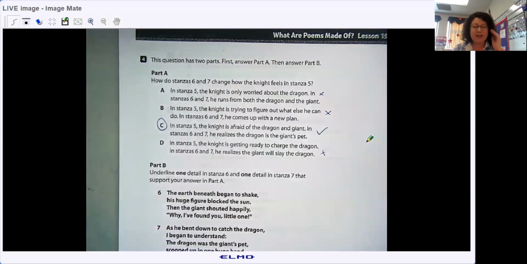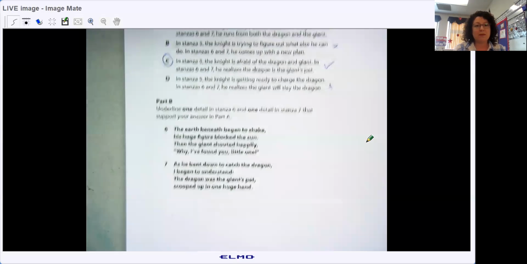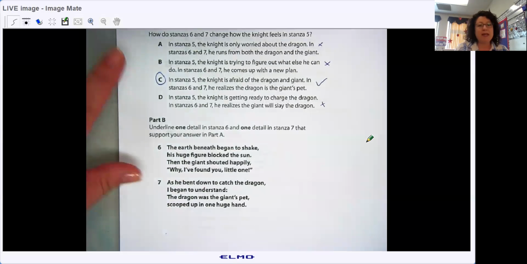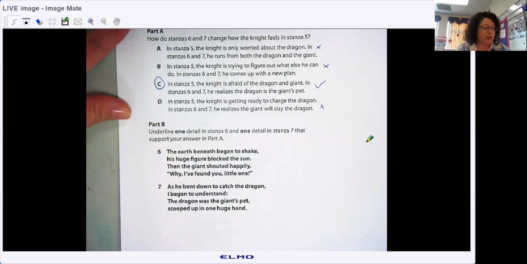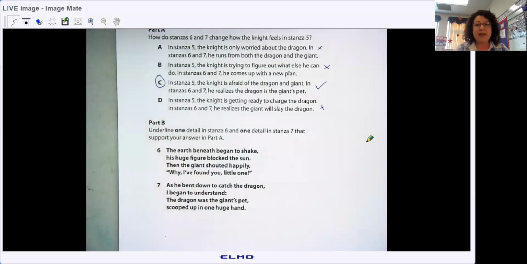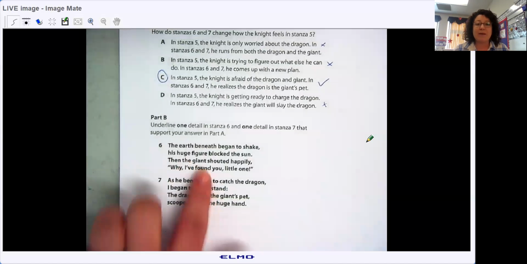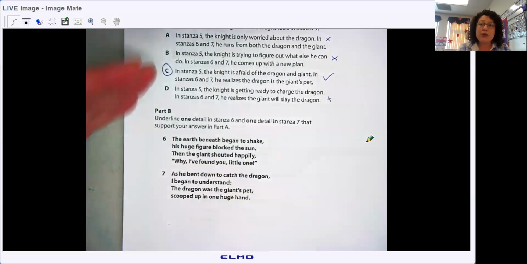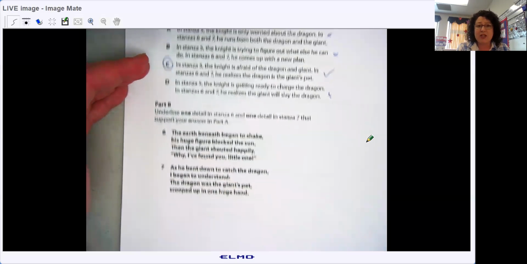C is our correct answer. Now, when there's part A's and B's, part B needs to match part A. So part A, the knight is afraid of the giant and dragon, and in 6 and 7, he realizes the dragon is his pet. So we need one detail from each stanza that proves that the dragon is the giant's pet.